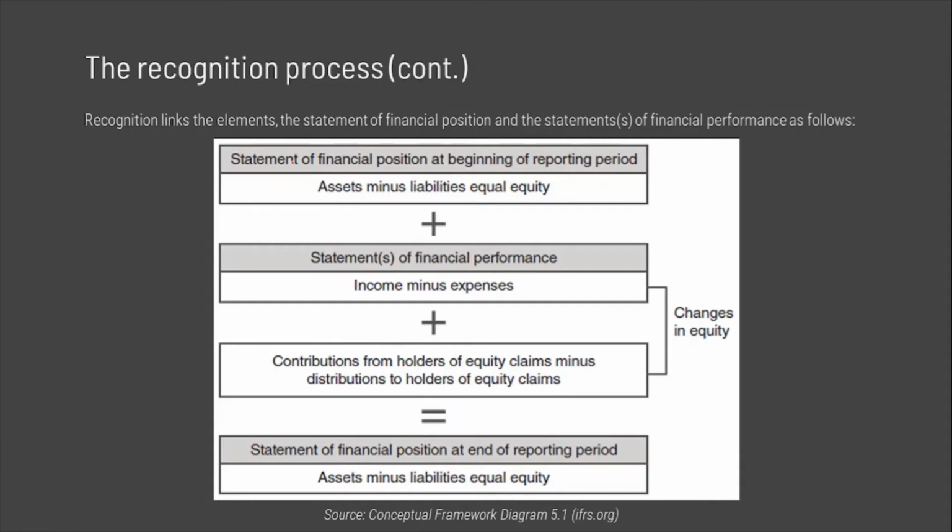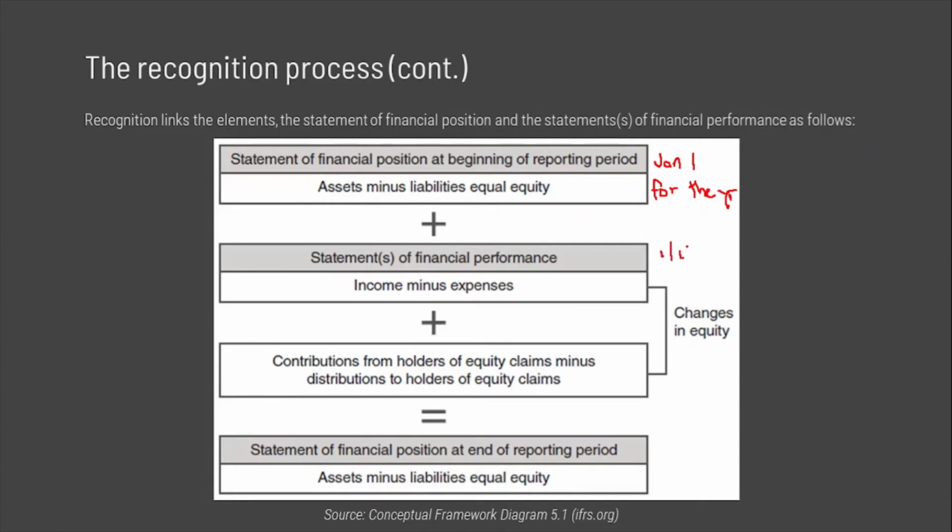here the statement of financial position at the beginning of the reporting period. So this is your January 1. And then add all of your net changes in your assets and liabilities, and record also your equity. So this is for the year. And then you add your statement of financial performance. Again, this is at the beginning of the year.